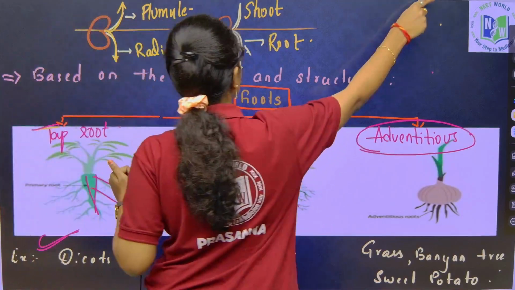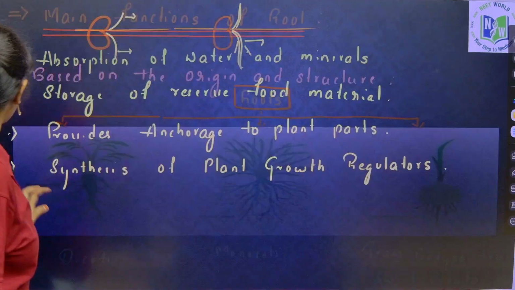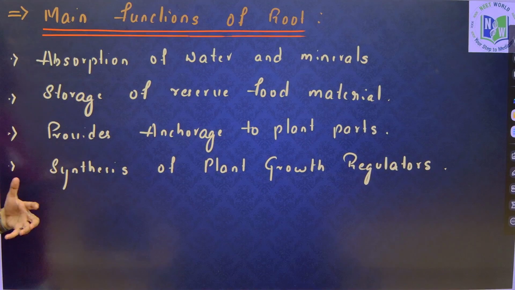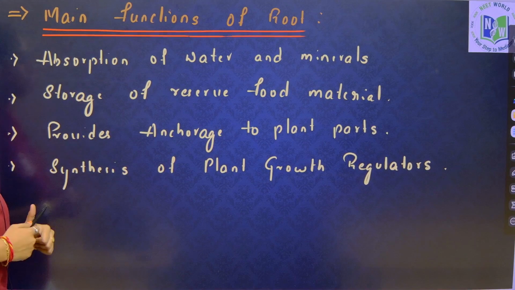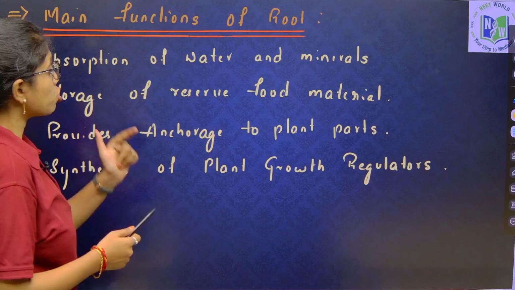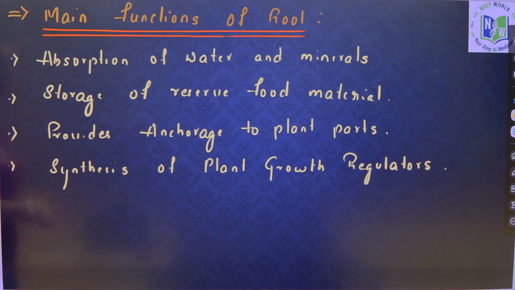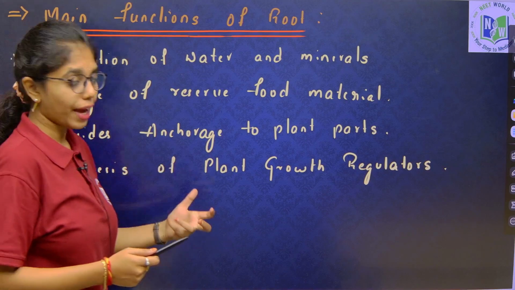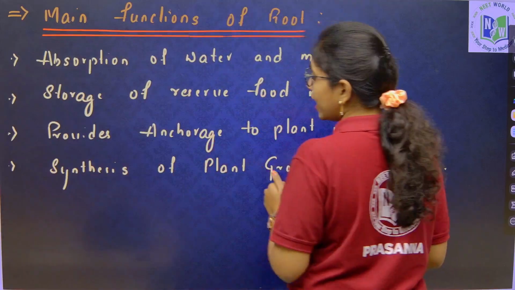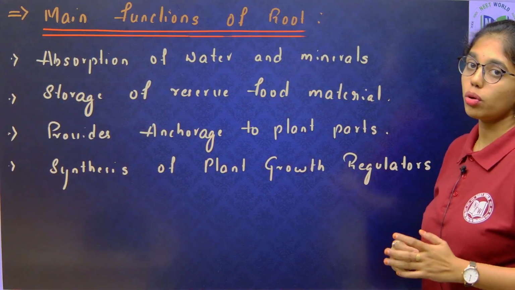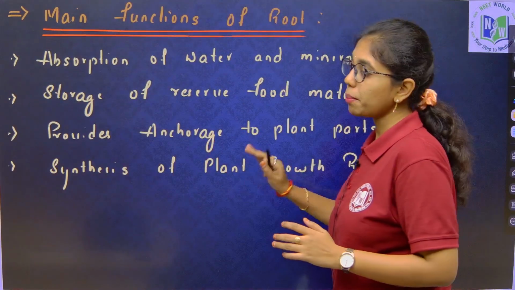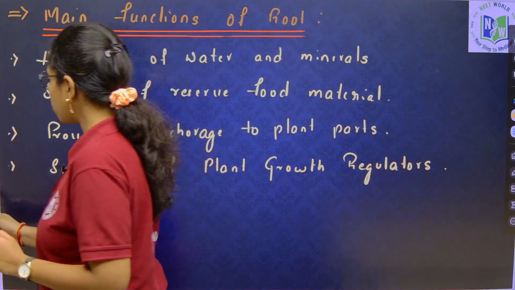And next, if you see main functions of the root, what are the main functions of the root? Absorption of water and minerals, storage of the reserve food material, root provides proper anchorage to the plant parts and synthesis of plant growth regulators. These are the major functions of the root system.